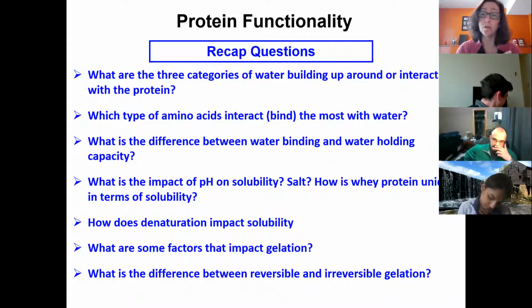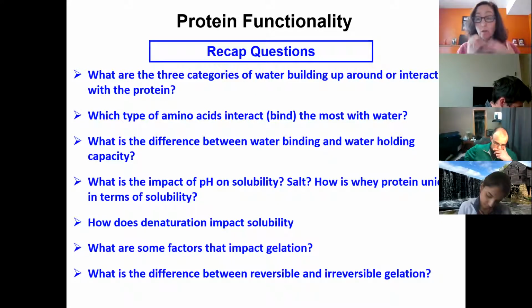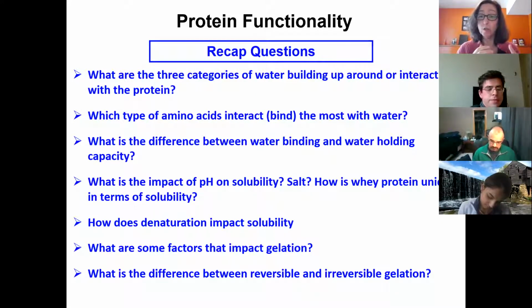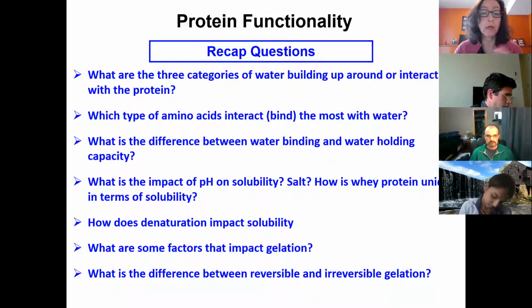They shield the charges on the protein. And also they kind of disrupt internal ionic bonding within the protein, causing some sort of denaturation. And then the protein interacts with another protein via hydrophobic interaction when there is not a lot of interaction with water. Okay. We touched upon denaturation and solubility.